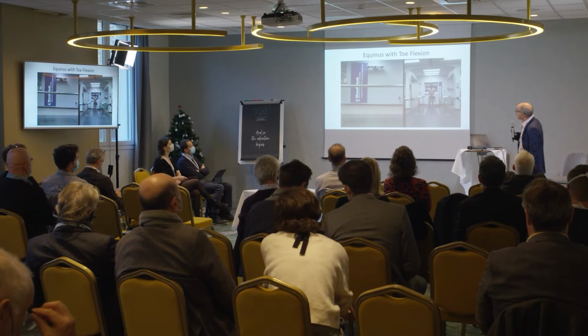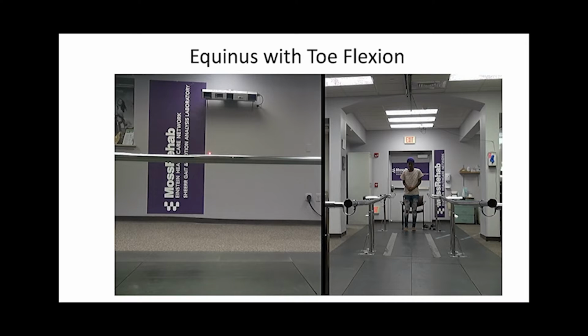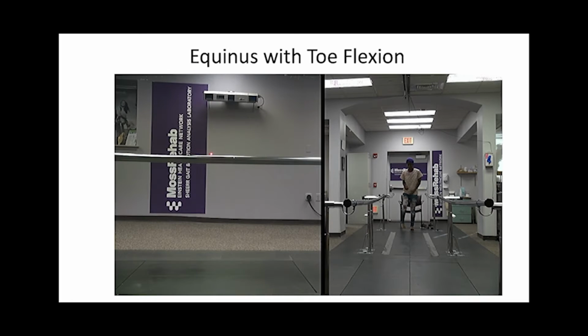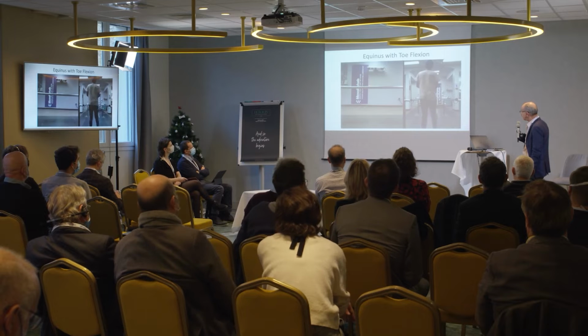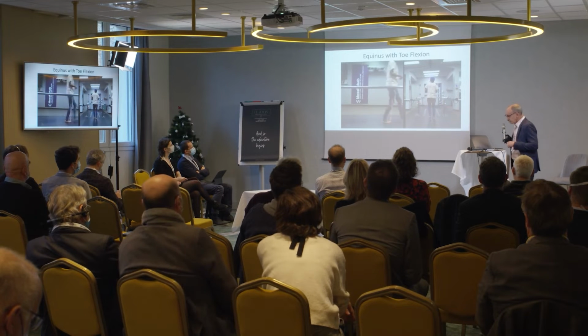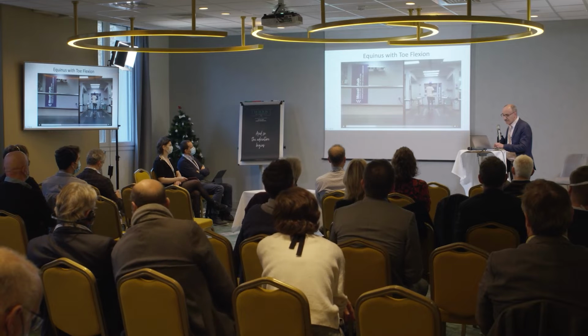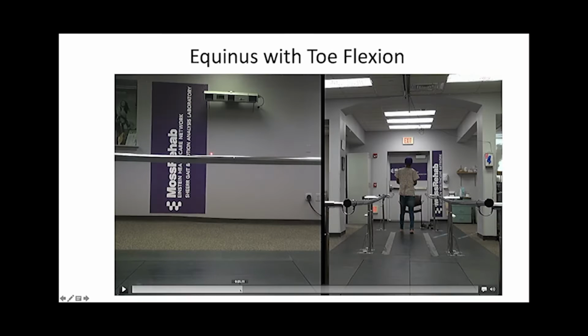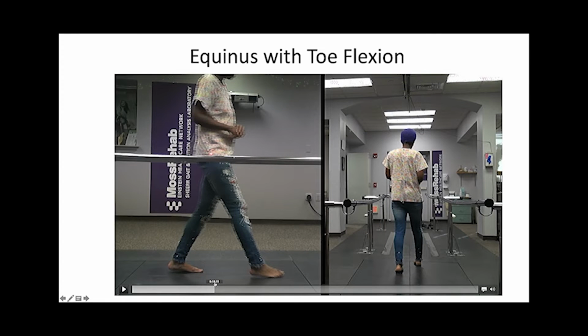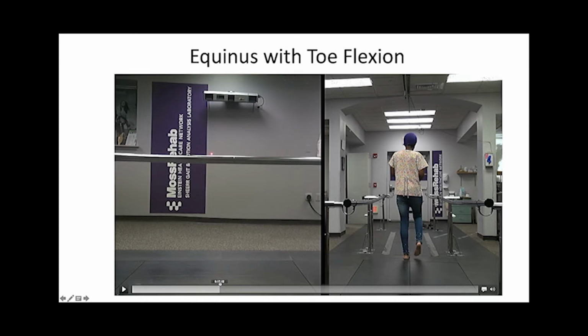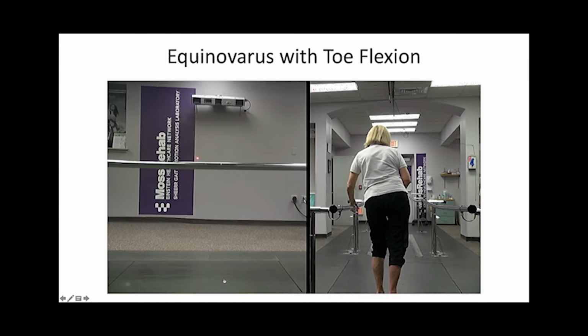So from this, we look essentially at characterizing the deformities into 3 major groups. So this is an example of a patient that has equinus with toe flexion. And as I said, the nice thing about this is that we could just bring it back and play it slowly. And we were able to observe in much more detail what was going on. Okay? The second group that we found was equinovarus with toe flexion.